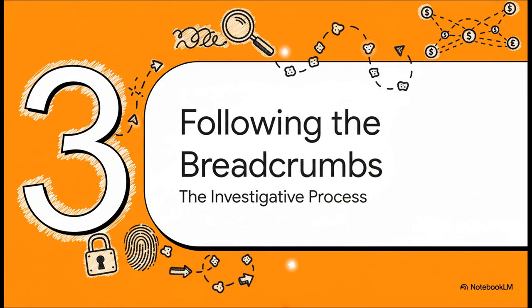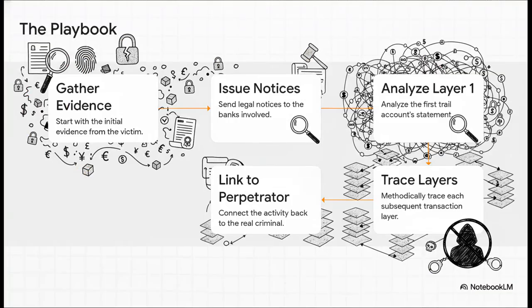So now we know the playbook for the bad guys. How in the world do investigators fight back against that? Well, in this next part, following the breadcrumbs, we'll break down the methodical, step-by-step process they use to untangle that very messy web. It looks like total chaos, but investigators, they have a clear playbook. It all starts with the initial piece of evidence from the victim. From there, they issue legal notices to the banks, they analyze that first account, and then they just methodically trace every single layer until they can finally link all that activity back to the real person behind it.